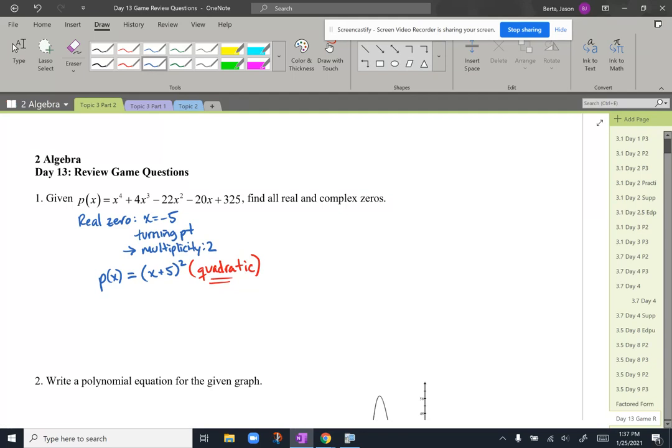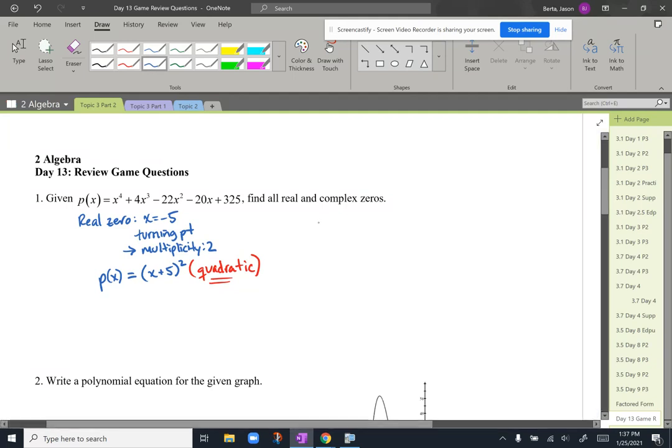So let's go ahead and set that up over here to the right. We're going to divide by our x, and we're going to need to do this twice, right? Because our multiplicity is 2. So let's fill in the coefficients of the polynomial. We have 1 x to the 4th plus 4x cubed minus 22x squared minus 20x plus 325.